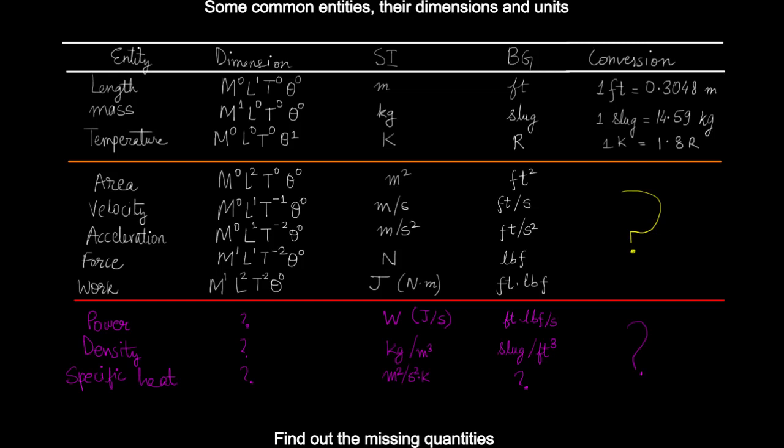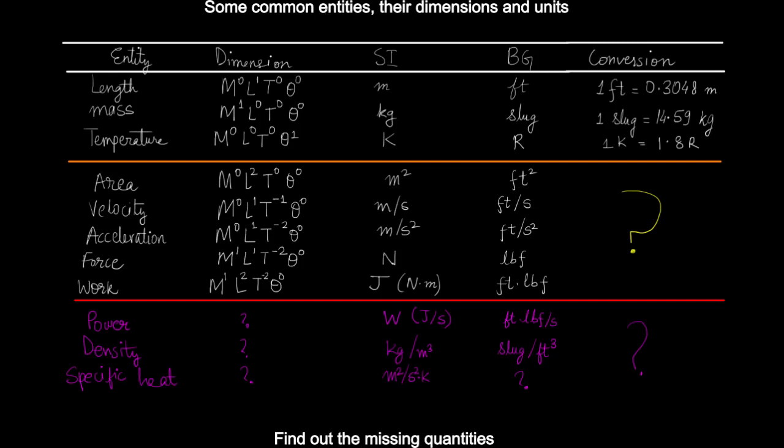And you may have come across the unit pound. So that is the foot pound system, but it's slightly different from a BG system. Temperature in SI units is given as Kelvin, and sometimes it is also written as degree Celsius, no problem. In the BG units, it's represented in terms of Rankine, R. So 1 Kelvin is 1.8 Rankine.